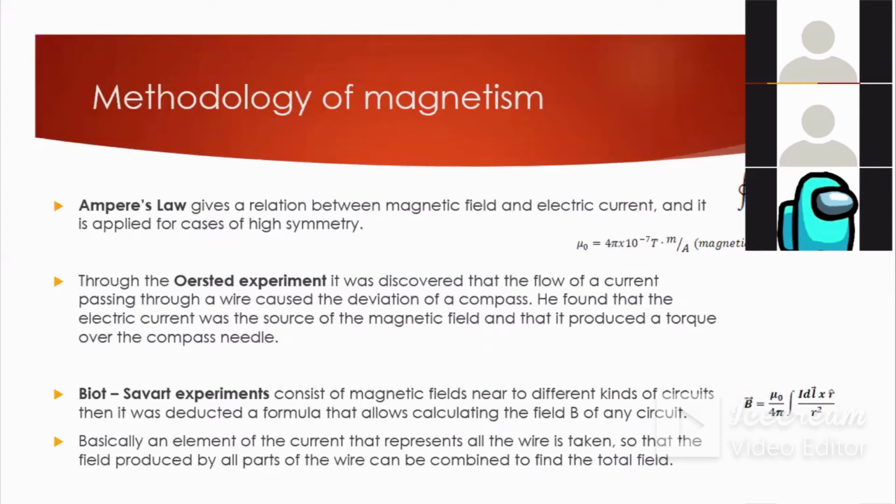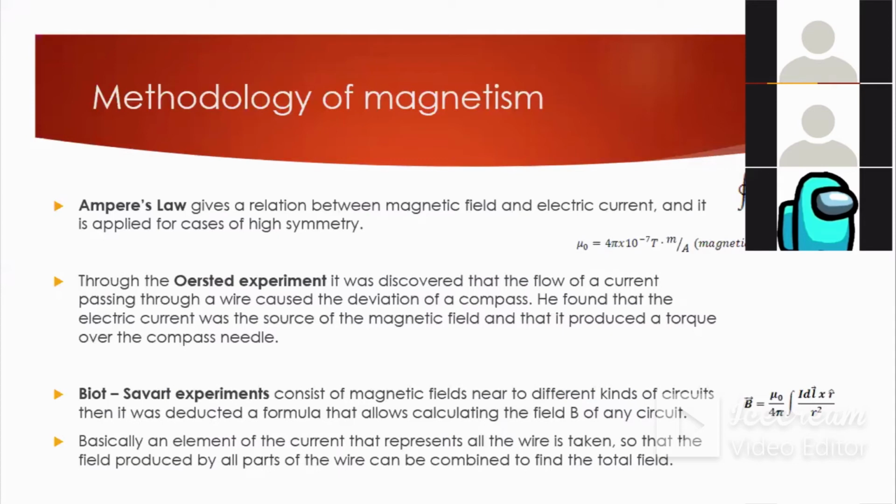Next up we have Ørsted's experiments. It was discovered that the flow of a current passing through a wire caused the deviation of a compass. He found that the electric current was the source of the magnetic field and that it produced a torque over the compass needle. Next, we have Biot-Savart experiments, which consist of magnetic fields near different kinds of circuits. Then a formula was deduced that allows calculating the field B of any circuit.